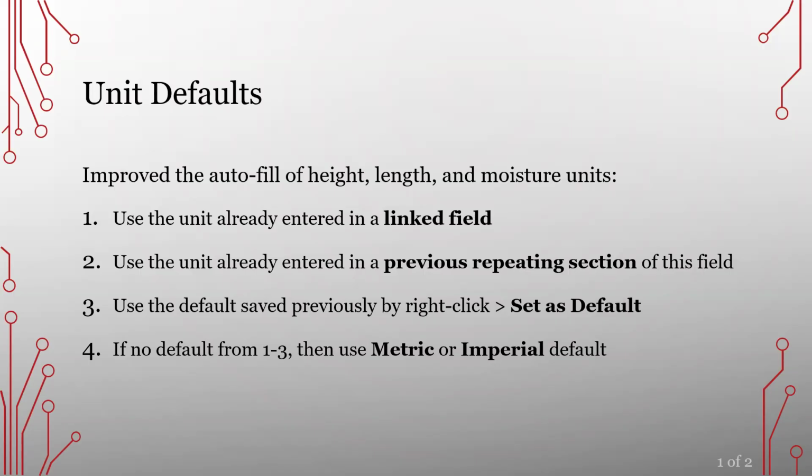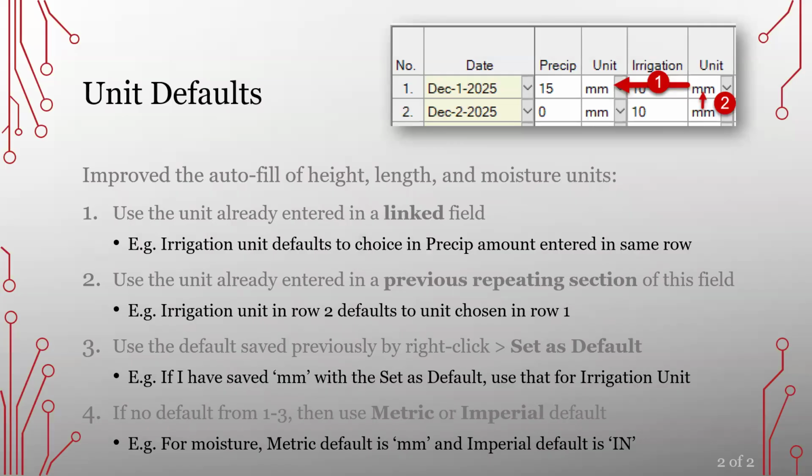What we did here is just try to improve the logic for ARM to default filling in some of those units. Actually, I'm going to go to the next slide because it's hard to talk this out in paragraph form, and a lot easier to demonstrate with an example. So I've got on the screen here, let's just say we're hand typing some basic weather details, the precipitation and the irrigation amount for a couple of dates, trying to demonstrate the defaulting that ARM can do.